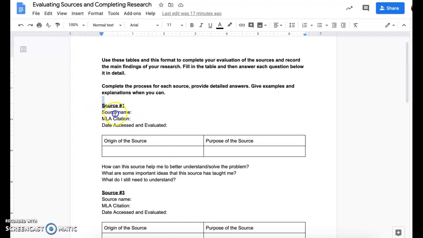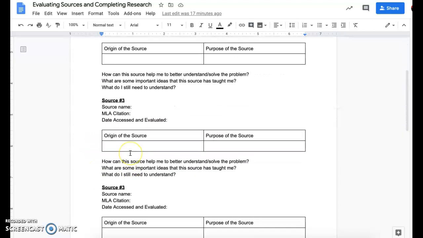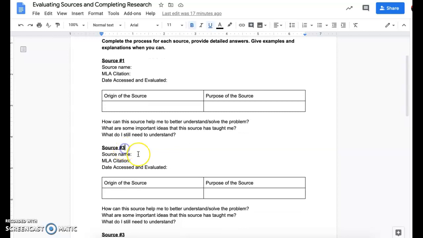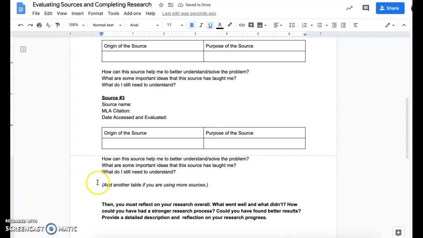And so you'll complete that with each source. So you're supposed to have 3 sources. You'll look for the origin and purpose and answer these questions for each of the sources that you're looking at. If you've looked at more than 3 sources, like 4 sources, you'll add the other table and section if you need to.